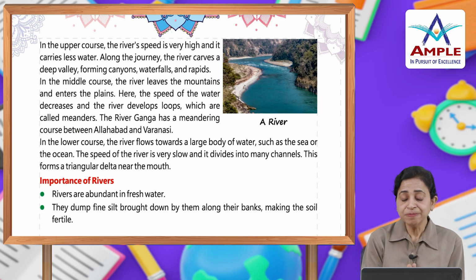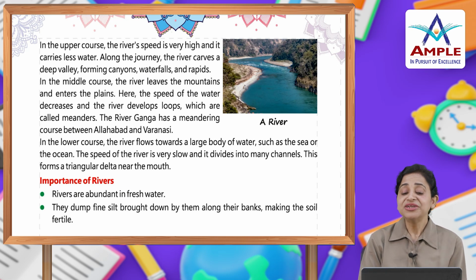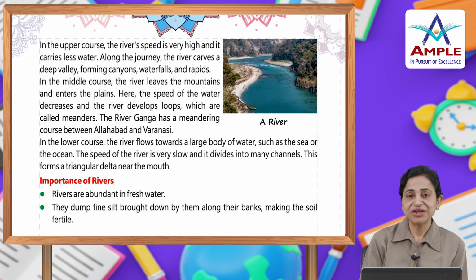जो ऊपर का पार्ट है ना, उसमें जो नदी का बहाव है वो बहुत तेज होता है and it carries less water. Along the journey, the river carves a deep valley, forming canyons, waterfalls and rapids. In the middle course, the river leaves the mountains and enters the plain. Here the speed of water decreases and the river develops loops, which are called meanders. The river Ganga has a meandering course between Allahabad and Varanasi.